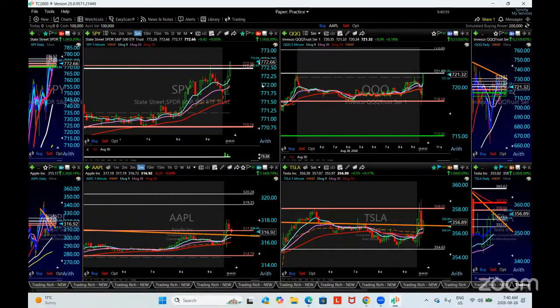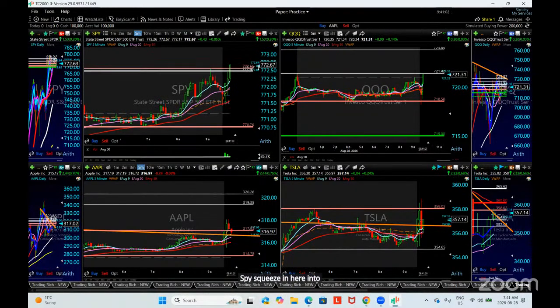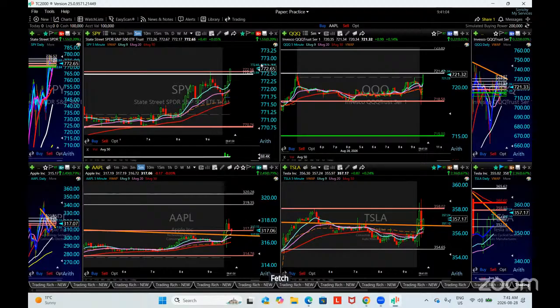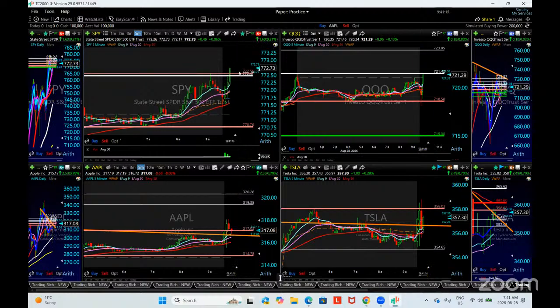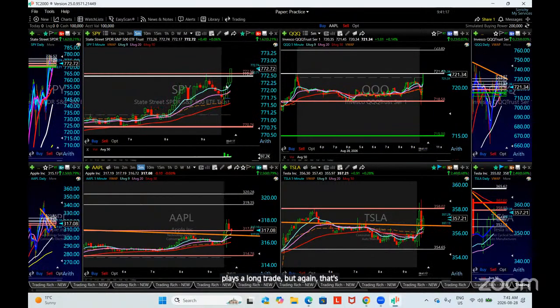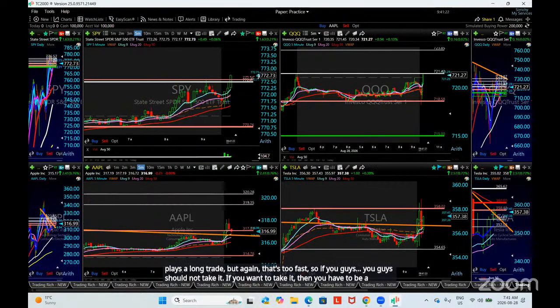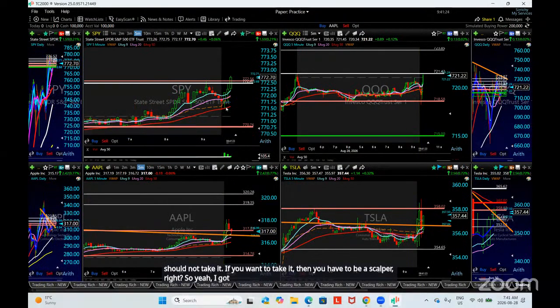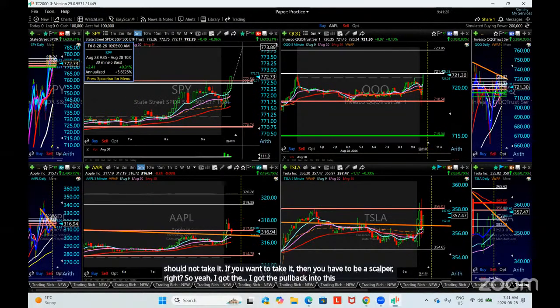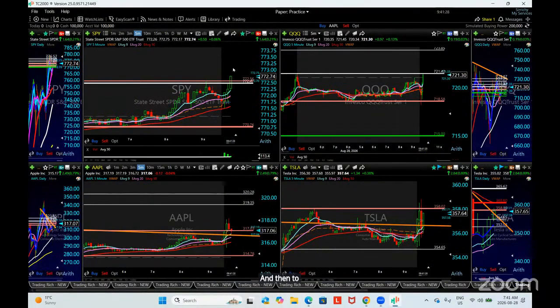SPY is squeezing here into that Fed chair speech. So we are getting that move. I placed a long trade, but again, that's too fast, so you guys should not take it. If you want to take it, then you have to be a scalper, right? I got the pullback into this, and then took a trade here, just a small position, 772 calls.